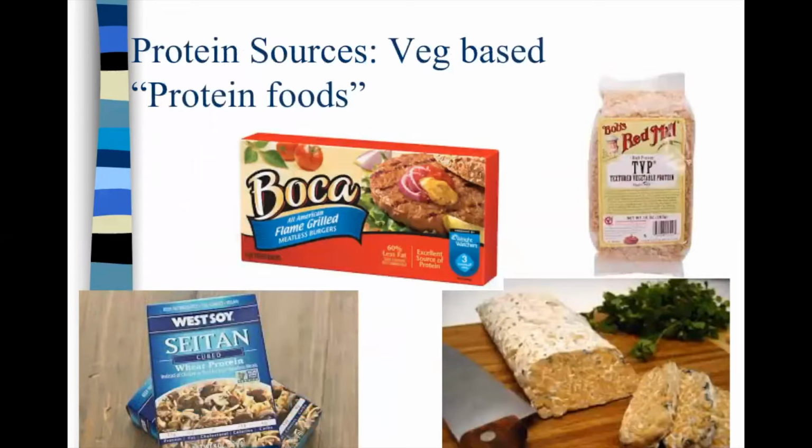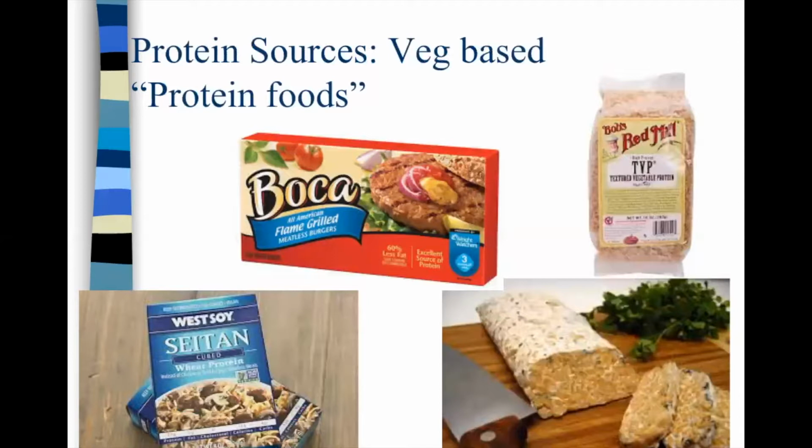Here you see seitan, which is actually like a washed wheat product and mostly contains the gluten part of the wheat. You see a Boca burger, which is a vegetarian meatless burger. On the far right, you see tempeh, which is a fermented soy food. And then you have this Bob's Red Mill TVP. This is textured vegetable protein, which is usually made up of soy.